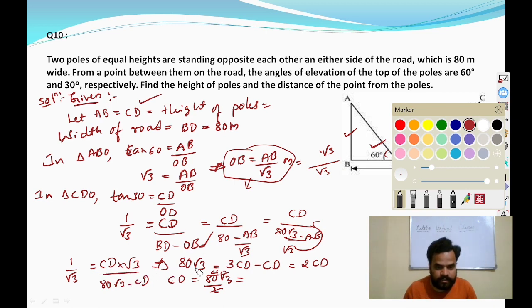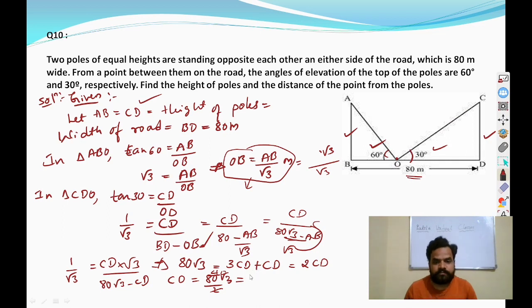So this is minus CD. If it comes to this side, it will become plus CD. Right? 3 CD plus CD is 4 CD. 4 CD means it is divided by 4, and this will be 20 root 3. Therefore, the height of the poles, what we can write here is 20 root 3 meter is the height of the pole. If we take root 3 cancel, and the answer is 20.